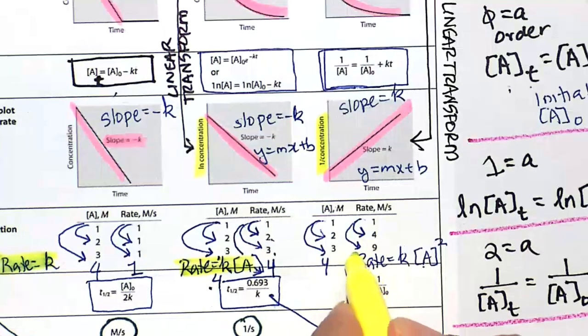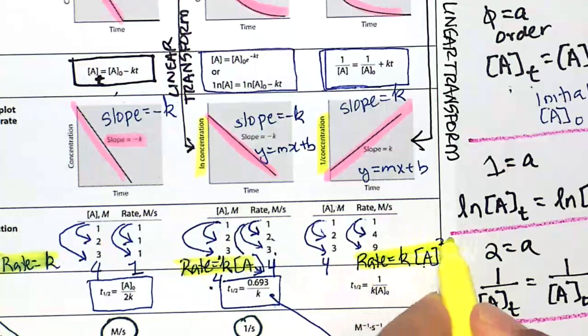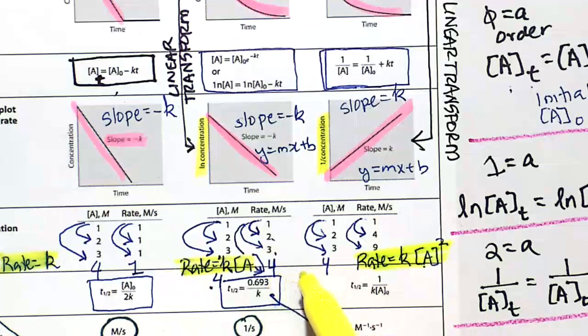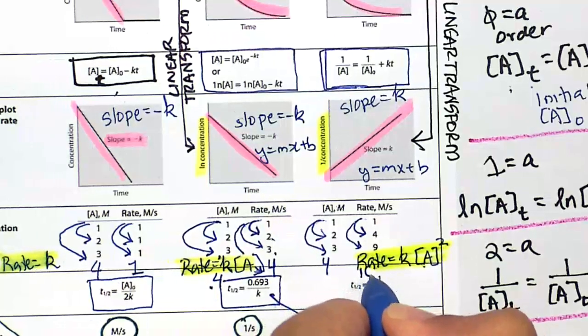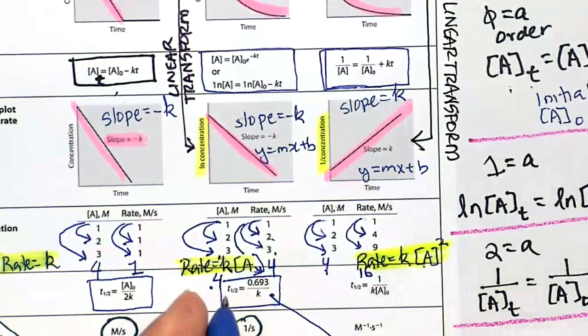So wait, then what's the ratio from 4 to 9? I'm a little confused on that. No, if you quadruple the concentration of A, this will go 16 times as fast. Oh, 4 squared is 16.